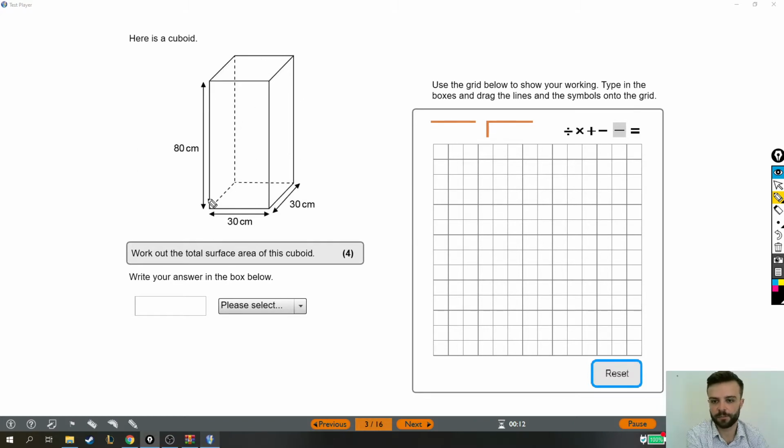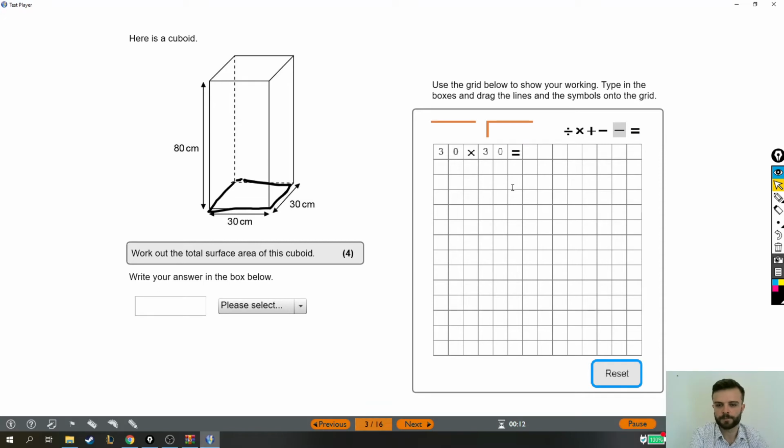Now, let's start with the bottom. Let's start by finding the area of the bottom down here. So it's a square. So for the area of a square or a rectangle, we do base times height. So we're going to do 30 times 30, and that is going to be the area of that face. So we need to do 30 times 30.